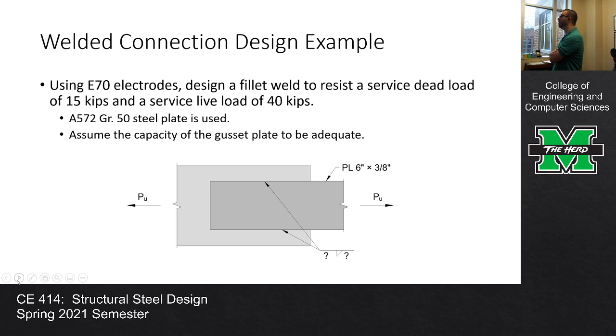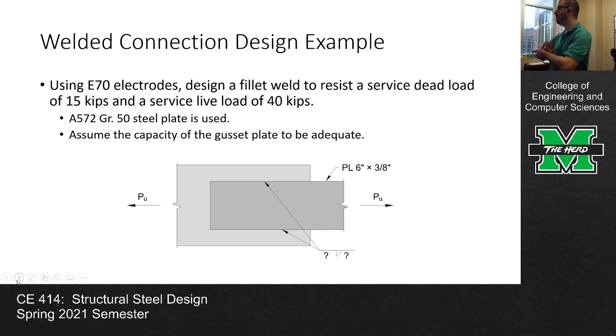let's do a welded connection design example to demonstrate just how easy this is. So we're going to use E70 electrodes. We're going to design a fillet weld to resist a service dead load of 15 kips and a service live load of 40 kips. We're going to assume A572 grade 50 steel for the plate. And we're going to assume that the capacity of the gusset plate is adequate.